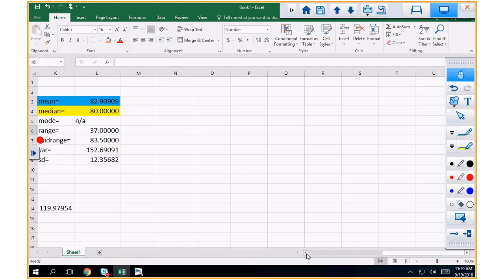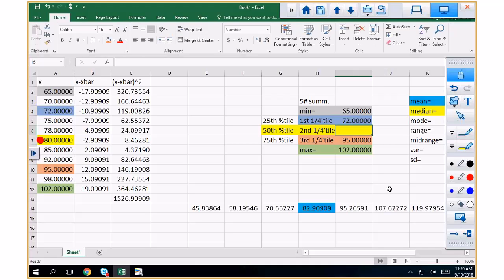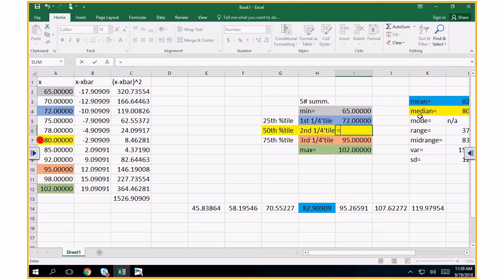Okay, this thing's getting on my nerves. Hold on a minute. Better reinvent the wheel here. There.